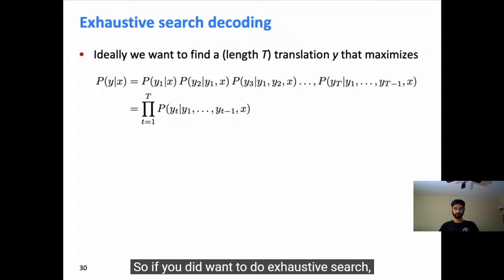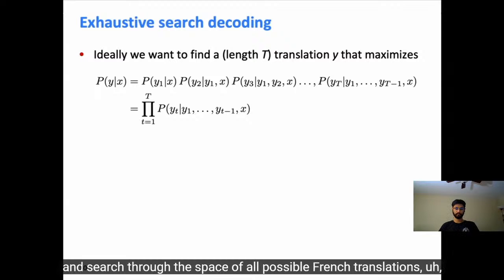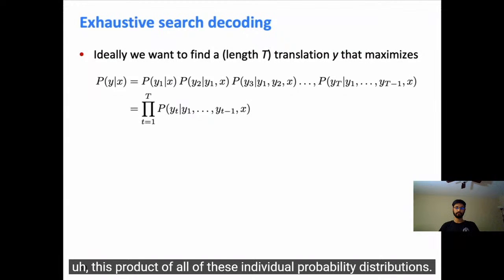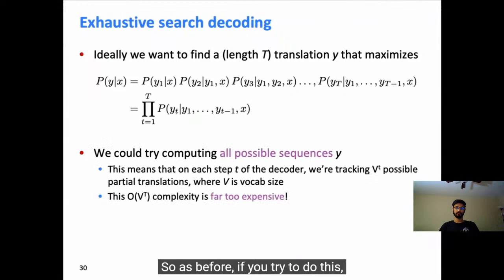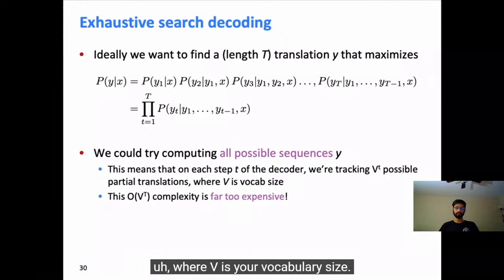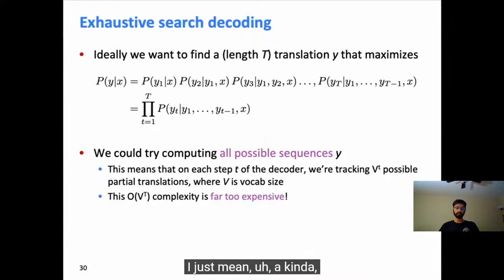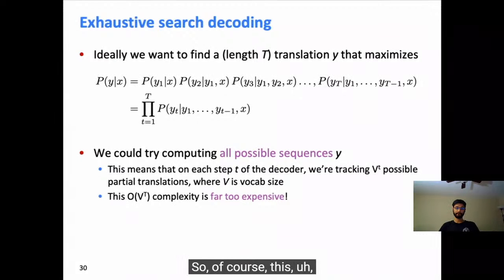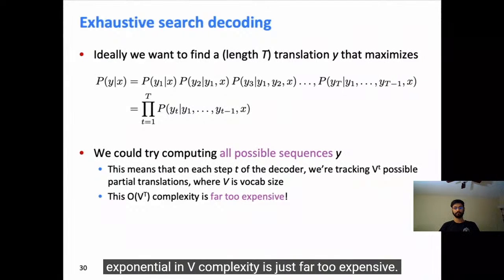So if you did want to do exhaustive search and search through the space of all possible French translations, then you would again be trying to consider which Y maximizes this product of all of these individual probability distributions. So as before, on each step t of the decoder, you're going to have to track v to the power of t possible partial translations, where v is your vocabulary size. When I say partial translation, I just mean something like half of a sentence so far. So, of course, this exponential in v complexity is just far too expensive.